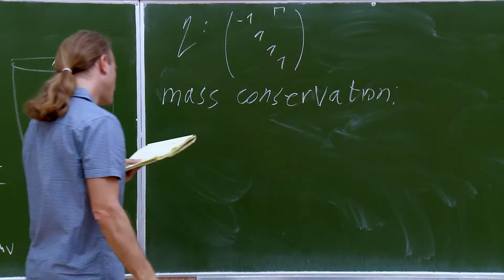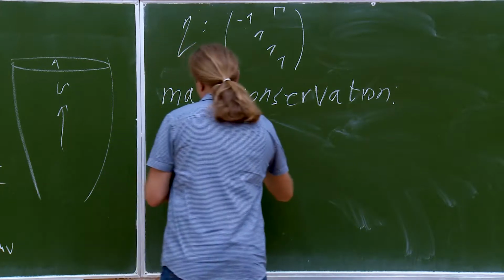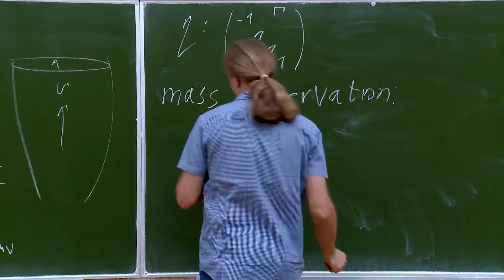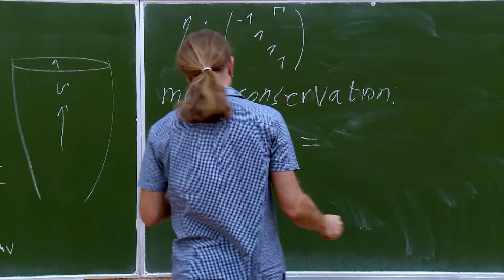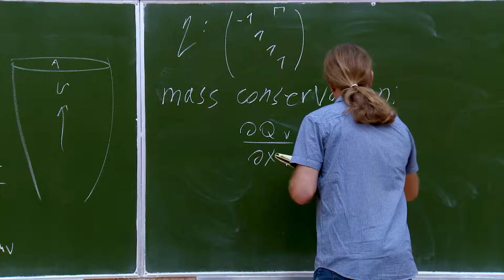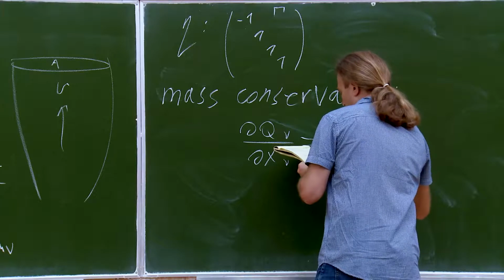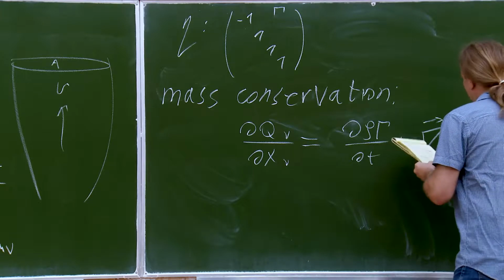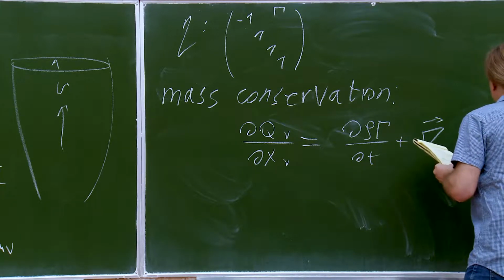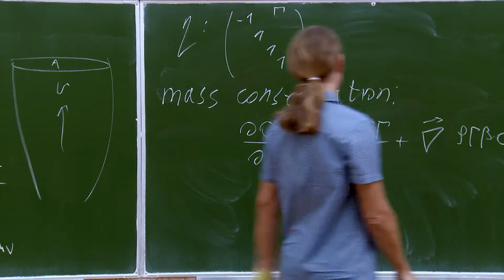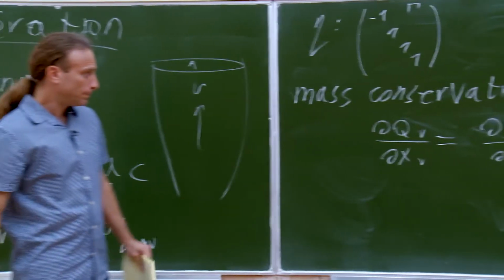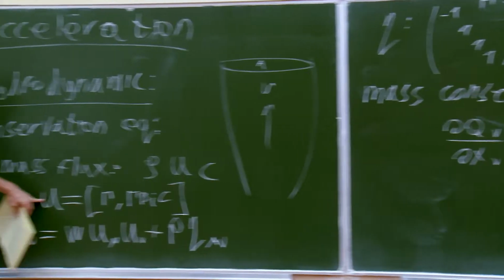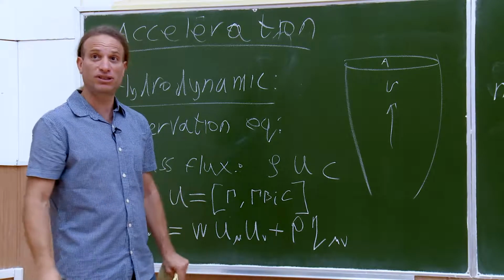Okay. So mass conservation is dq^μ/dx^μ, which is equal to ∂(ργ)/∂t plus the gradient of ργβc, and this is equal to 0. So what I did is I took the 4-dimensional gradient of this, and the 4-dimensional gradient of this is equal to 0.